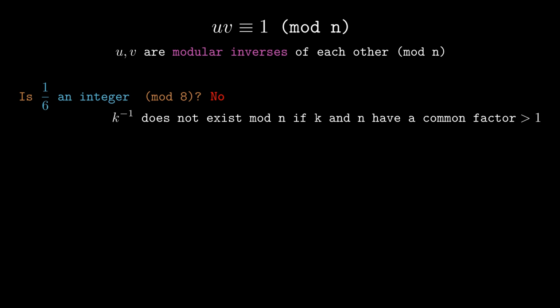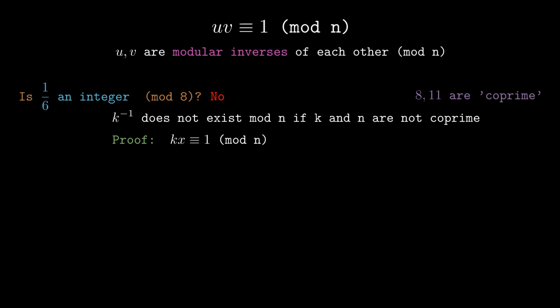I'll introduce some more jargon here. We'll say two numbers are coprime if their greatest common divisor is 1. So for example, 8 and 11 are coprime, but 12 and 15 are not coprime because they're both divisible by 3. So with this coprime word, we can rephrase our statement slightly. We're trying to solve for x in the equation kx is congruent to 1 mod n.